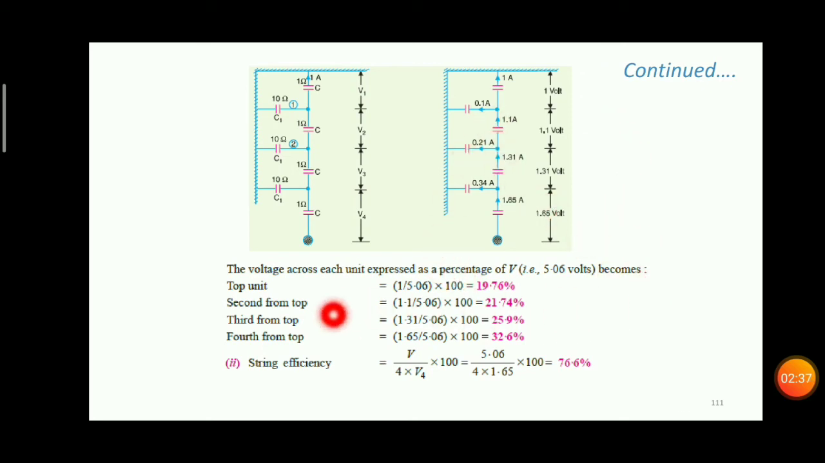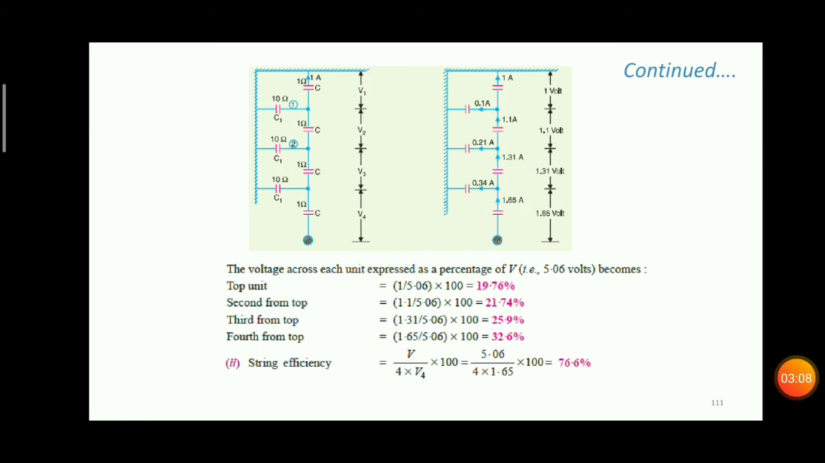Now we can find the string efficiency. Total voltage 5.06 divided by number of discs, 4, into the voltage of the lowest disc, that is 1.65, into 100, that is 76.6%. So if we have more than 3 discs, we can use this method for calculating the string efficiency. Here we get the voltage across each unit as a percentage of total voltage.